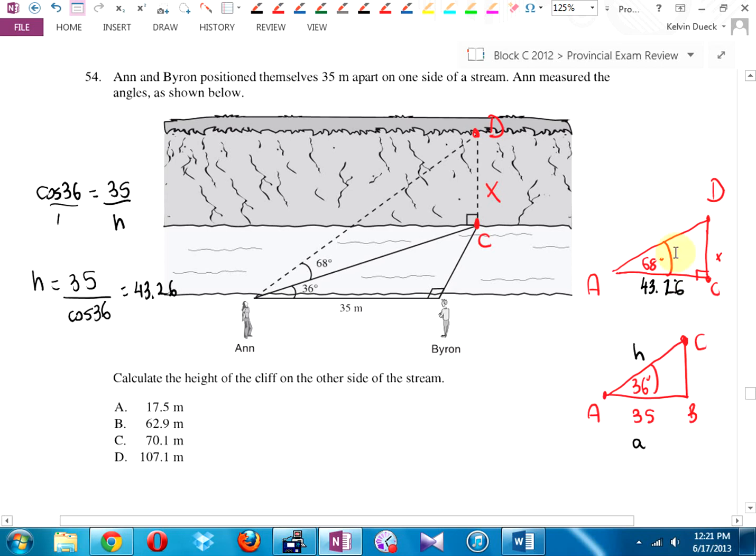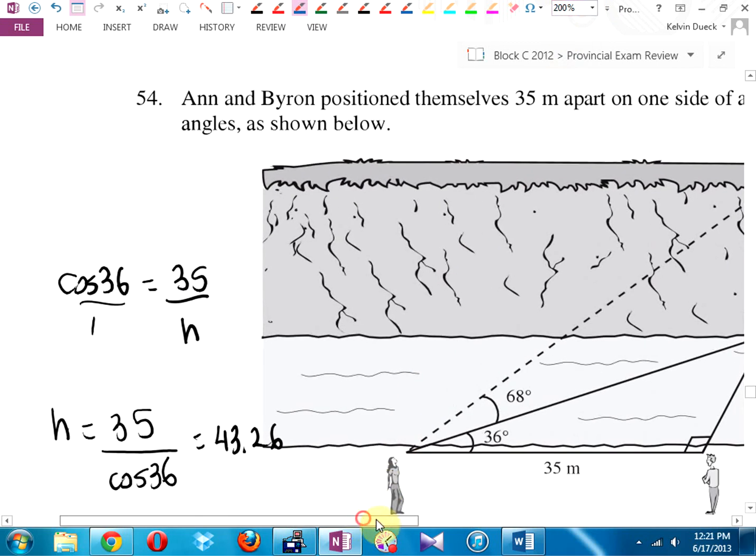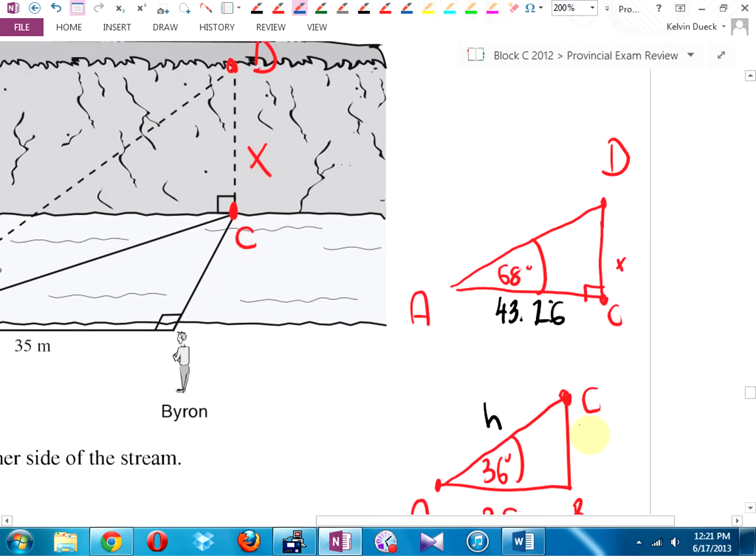Is that okay, Ashley? Big enough? Can you see, I hope? Now, my small little triangle, I'll zoom in, make it a bit bigger. I'm going to label it. What's the x opposite, adjacent, or hypotenuse? Opposite? What about the 43.26, which was the hypotenuse in the bottom triangle? What is it in the vertical triangle? Which trig function? Tan.